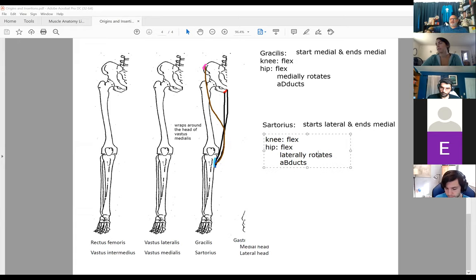You would then abduct the leg, and by laterally rotating it, you would bring your foot up onto your knee. So the way you would cross your legs, if you were wearing shorts or wearing pants, is what the sartorius does. Flex the knee, flex the hip, abduct, and laterally rotate.